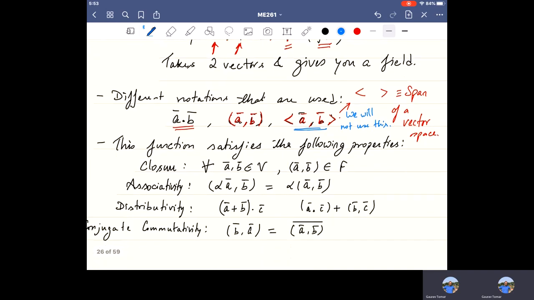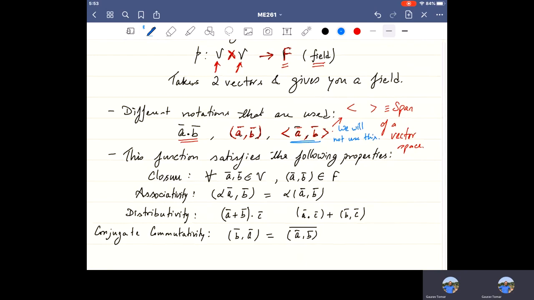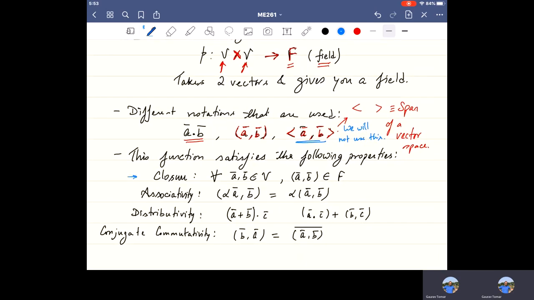Now the properties that this scalar function that we are calling inner product should satisfy. The first is closure, which means for every A and B belonging to vector space V, you would end up getting a field element F once you have used this function. So A dot B is defined for any vectors A and B of vector space V.